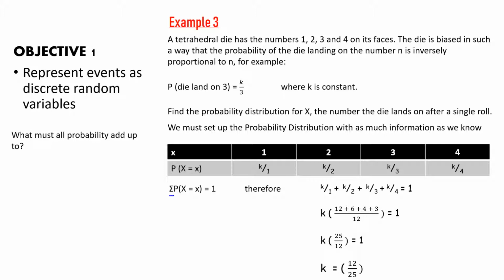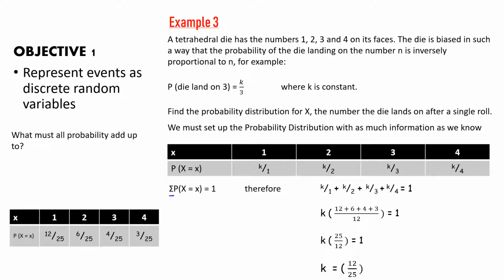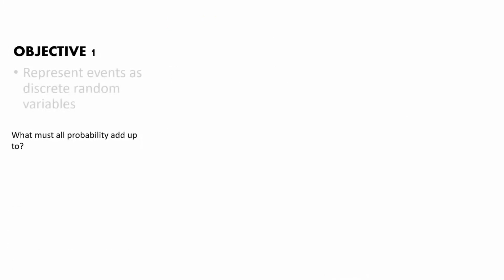And you can use your calculator to simplify 12 over 25 divided by 1, 12 over 25 divided by 2, divided by 3, divided by 4. You will get that your probability function is like that, either in this form or in the simplified form, if it simplifies down, but it doesn't in this case. And that is the probability distribution for that.